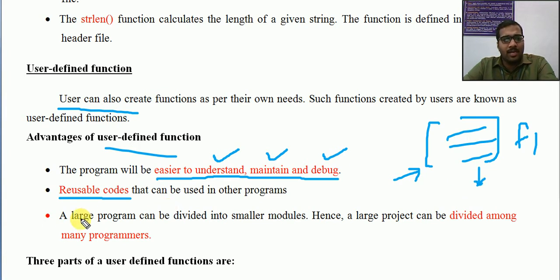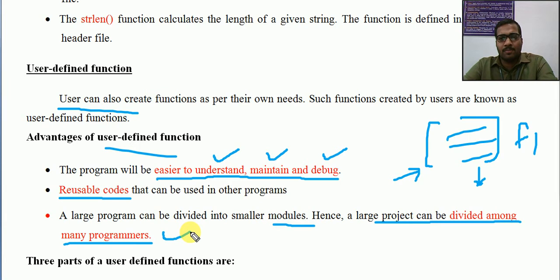Now the third advantage is that it divides the entire larger program into smaller modules, which makes the program easier. Like in a software company, they can divide a larger project into different sub-modules, and that can be shared among different programmers. So they don't need to depend on only one programmer. If you have a 10-member project, they can divide the modules, and the different modules are given to different programmers. So these are the advantages of using user defined functions.